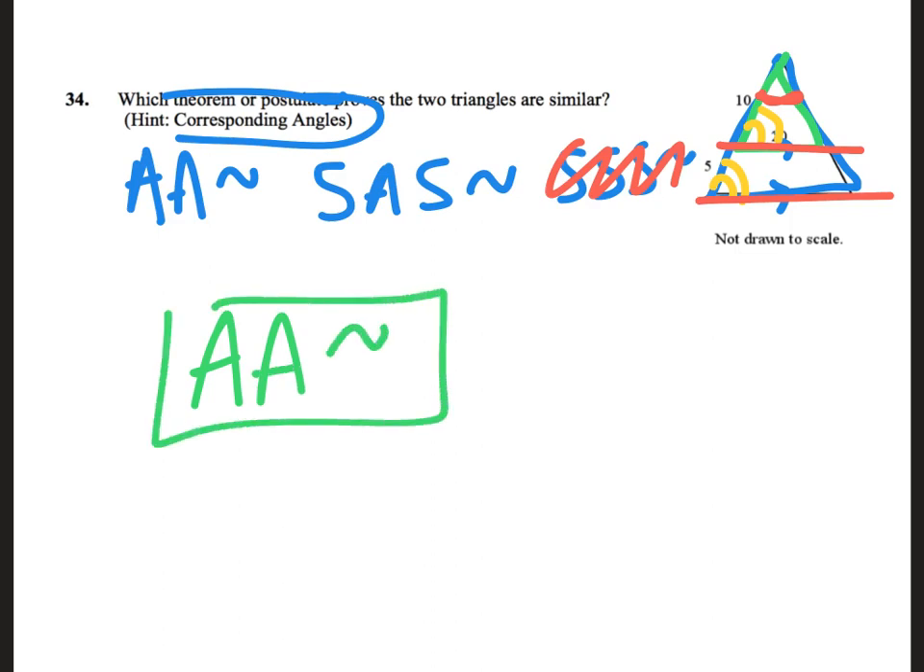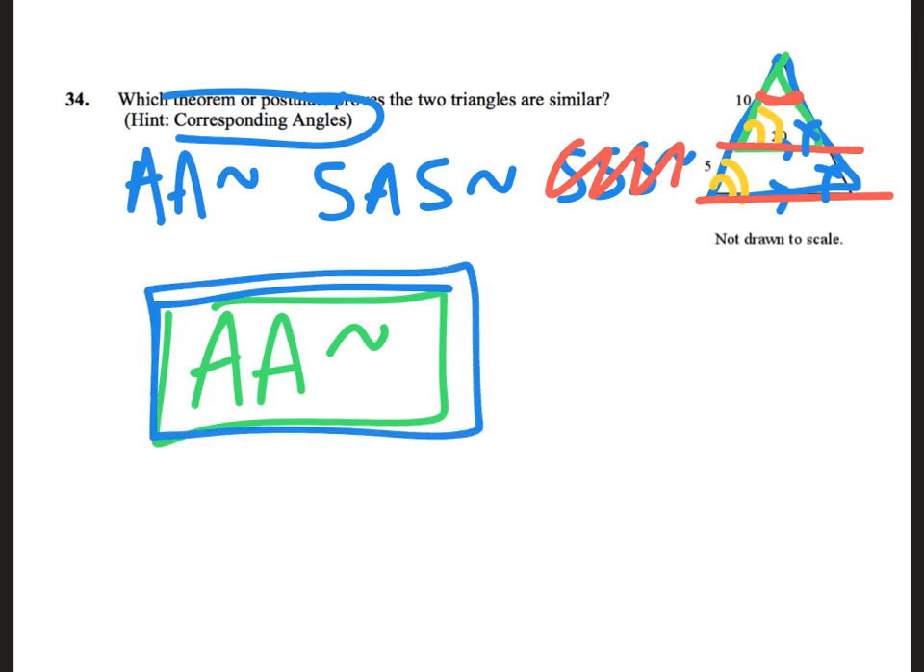Now, you could also have marked, let's use blue, these two angles as congruent. Those are also congruent, so it doesn't really matter. Technically, we have 3 angles for this one, but we only call it angle-angle similarity.